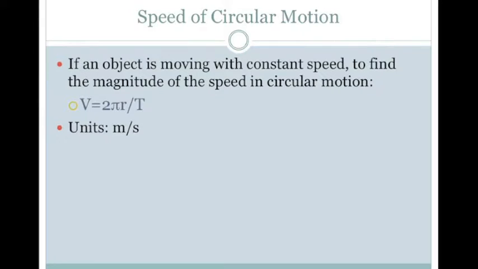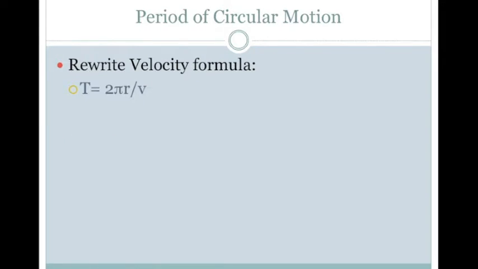If an object is moving with constant speed, to find the magnitude of the speed in circular motion, use the formula v = 2πr/t. r stands for the radius and t stands for the period. The units of velocity are meters per second. Conversely, if you rewrite the velocity formula, you can solve for the period of circular motion by using the formula t = 2πr/v.